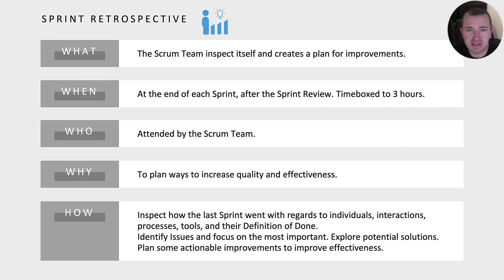The Sprint Retrospective is the last of the 5 Scrum events. It's held at the end of each sprint after the sprint review. It's an opportunity for the Scrum team to plan ways to increase quality and effectiveness. The Sprint Retrospective is timeboxed to 3 hours. For shorter sprints, it's common to proportionally shorten this time box.